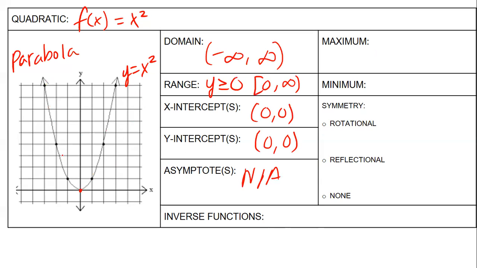Does this have a maximum point? No, because it's going to infinity and beyond. Do I have a minimum? Yes, my minimum is at x equals 0.